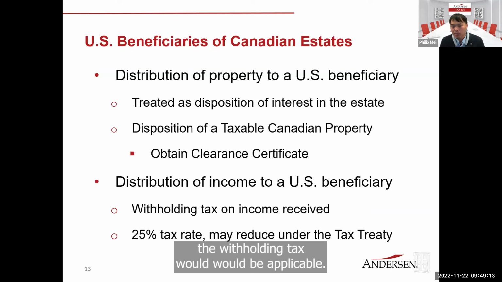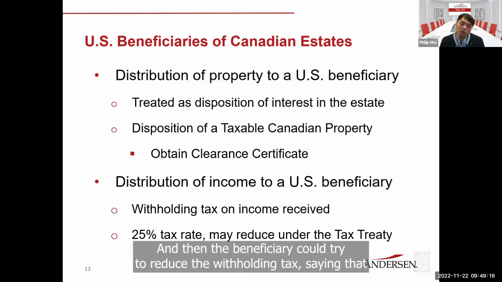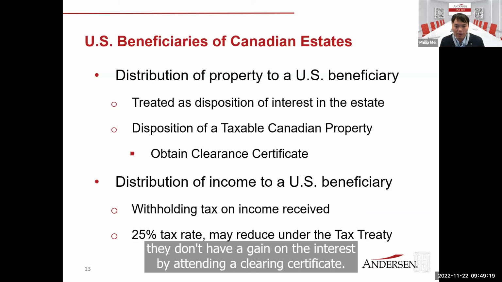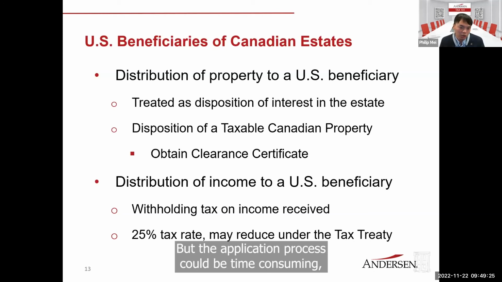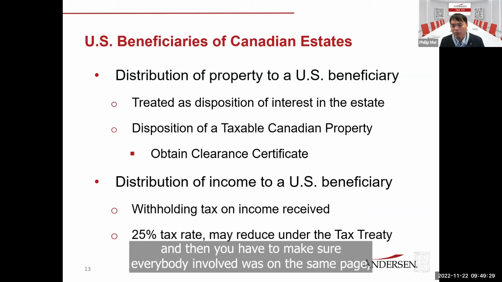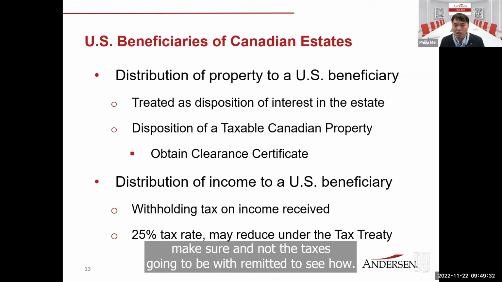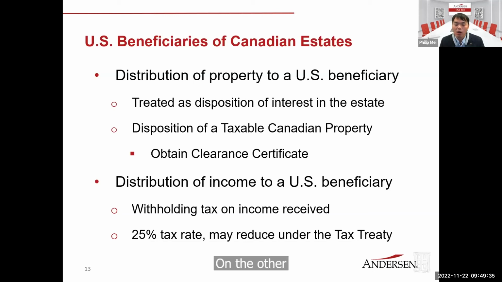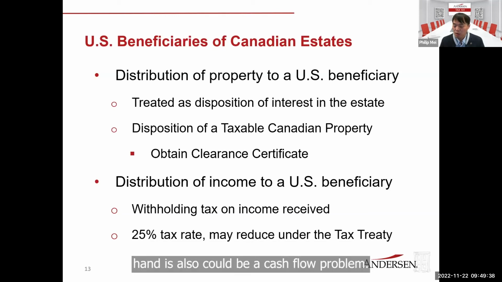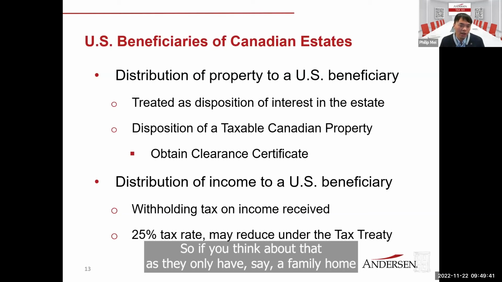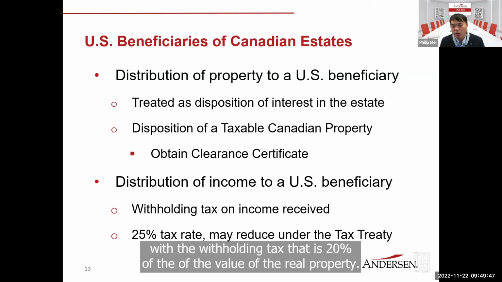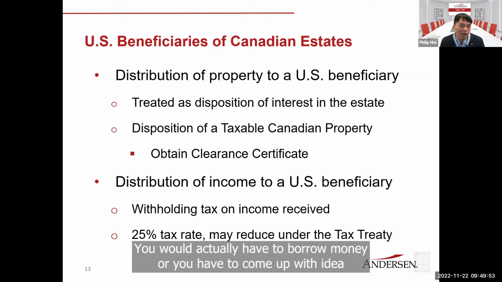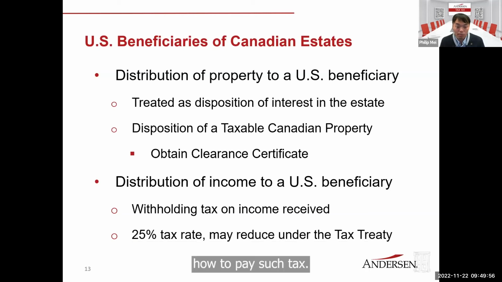the withholding tax would be applicable. And then the beneficiary could try to reduce the withholding tax, saying that they don't have a gain on the interest, by obtaining a clearance certificate. But the application process could be time consuming, and you have to make sure every party involved is on the same page, so that the tax is going to be remitted to CRA. On the other hand, it could also be a cash flow problem. If they only have, say, a family home, but not a lot of liquid assets, it's really tough to come up with the withholding tax that is 20% of the value of the real property. You would actually have to borrow money, or come up with an idea of how to pay such tax.